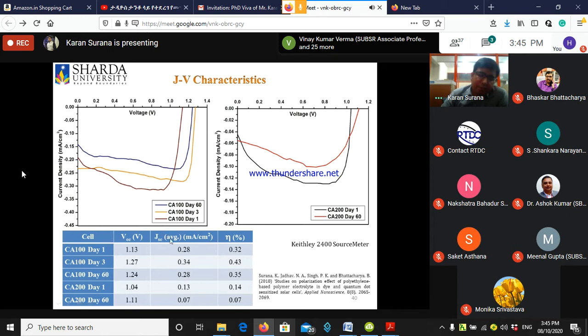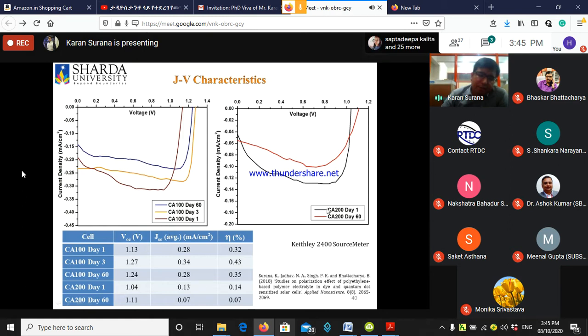And this is actually the JSC average which we have taken and not the actual JSC here. Because of the strong polarization, the J max is much higher than the JSC. So in order to compensate for that, we have taken an average value of JSC here.